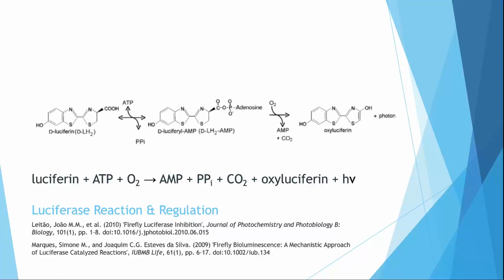And in regards to the regulation of this luciferase enzyme, high levels of AMP, pyrophosphate, carbon dioxide, and oxyluciferin inhibit the reaction as they are products. And as an important note, pyrophosphate is a high energy product, which makes the reaction favorable in the forward direction. As another important note, a magnesium +2 ion is a required cofactor with the ATP.